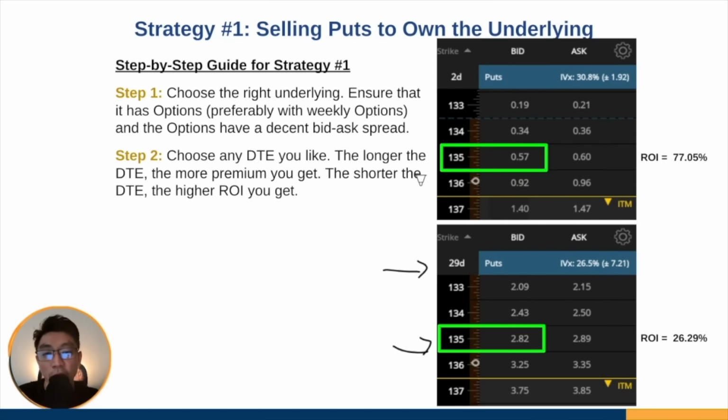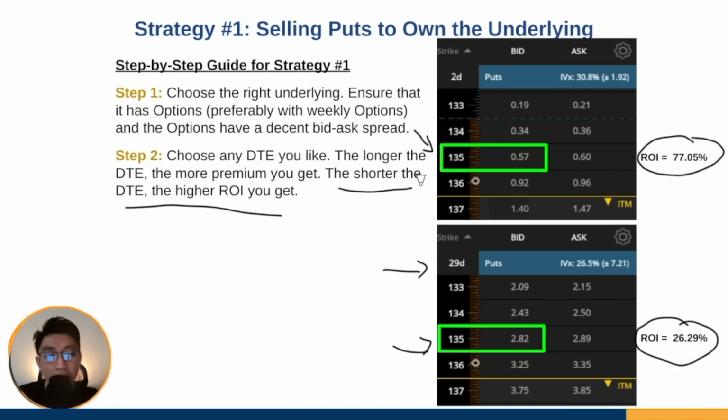Now, if you go for the shorter DTE one, although you get less premium, this is the same strike, 135, you only get 57 cents in terms of the credit, which is $57 in premium, but you actually get a higher ROI. As you can see down here, the ROI is 77.05%, whereas the ROI for the longer DTE one, the 29 DTE, is 26.29%. So it's lower.